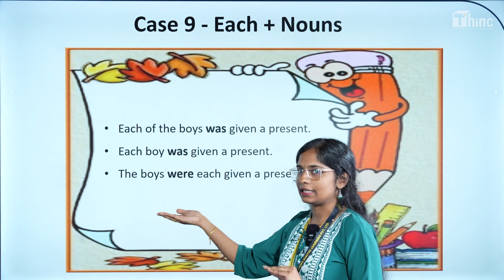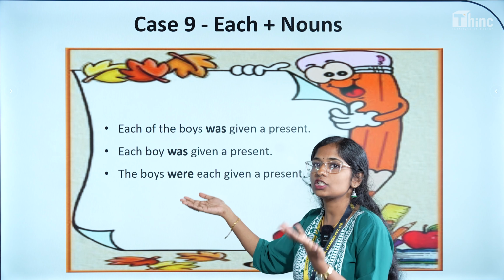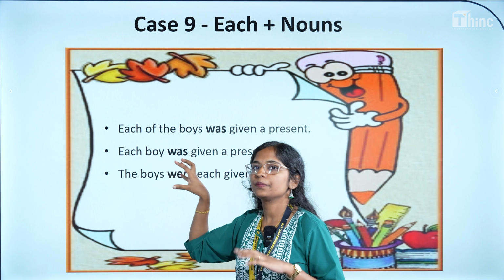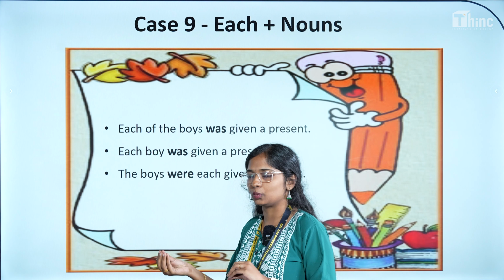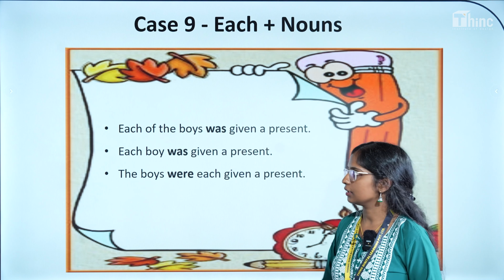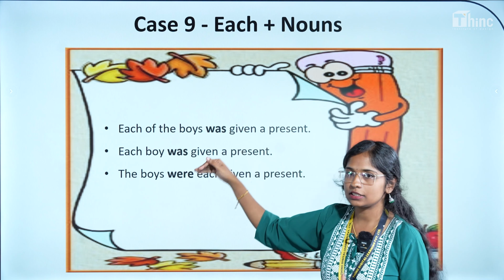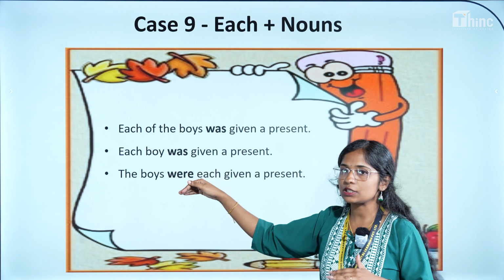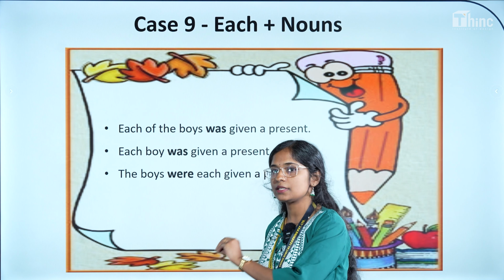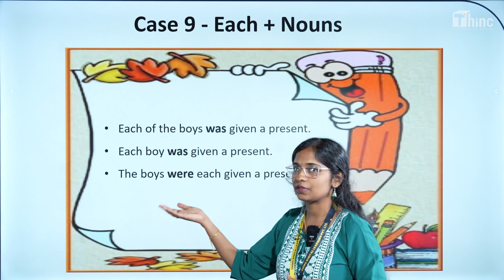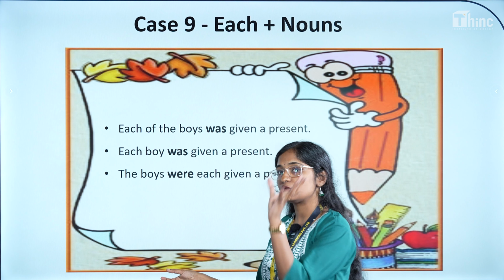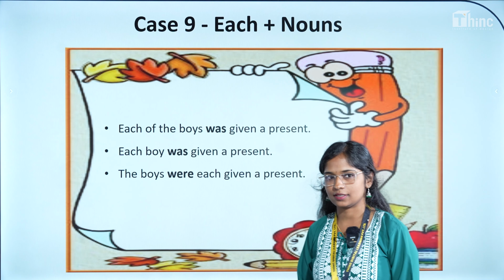But in this sentence, the boys were each given a present. Why? Because the importance here is for the boys. The boys is the plural subject. Therefore, we use "were", each given a present. In the first two sentences, that is, each of the boys was given a present, each boy was given a present, we are giving the importance to each. But in this sentence, we are telling that the boys, there were a group of boys and they were each, the boys were each given a present. Next.